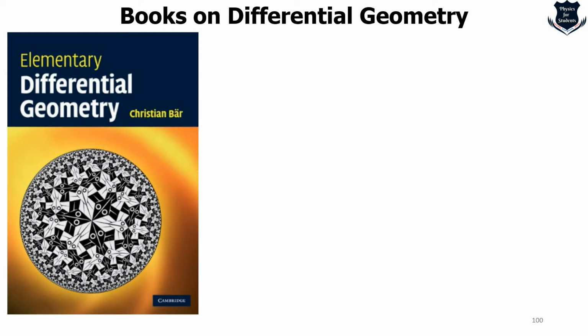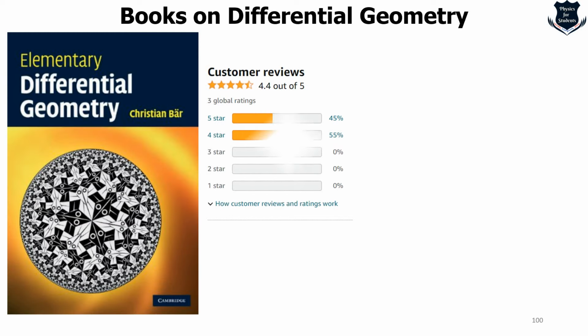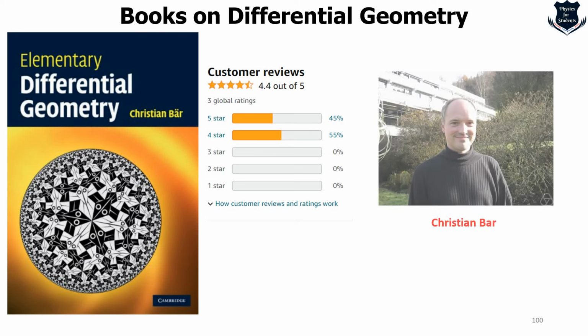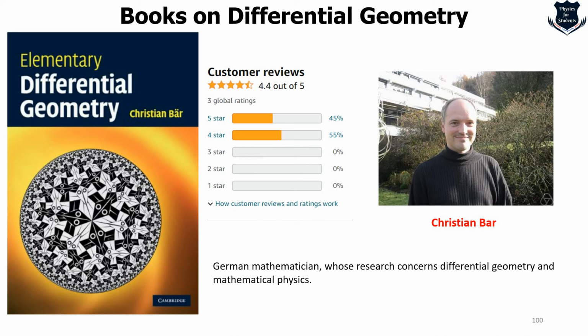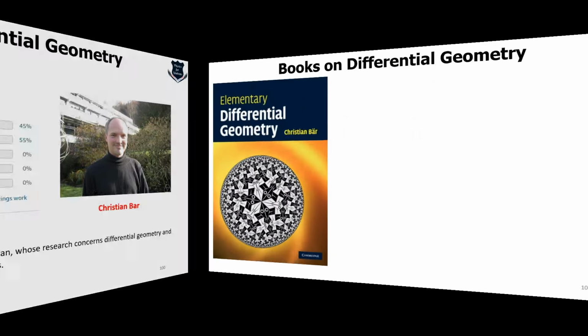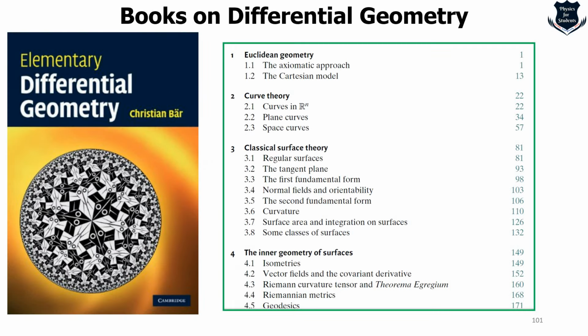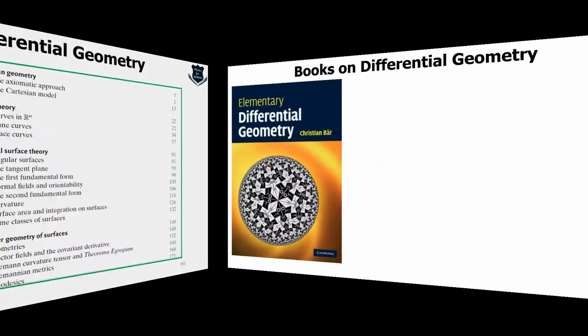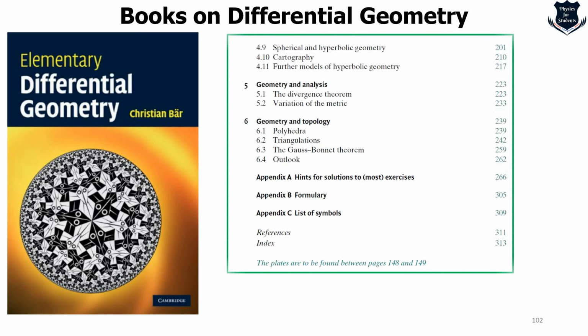The second one is Christian Bär's Elementary Differential Geometry. Again, it has a fair amount of customer reviews, not much. And this is Professor Christian Bär. The good part of the book is that he is a German mathematician. His research is mainly differential geometry and mathematical physics. To give you a quick snapshot of this area: Euclidean geometry, curve theory, inner geometry of surfaces, and so on. Anybody who's interested can pause the video and look into that.